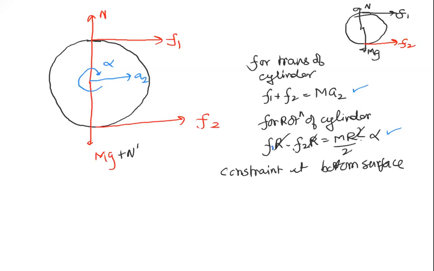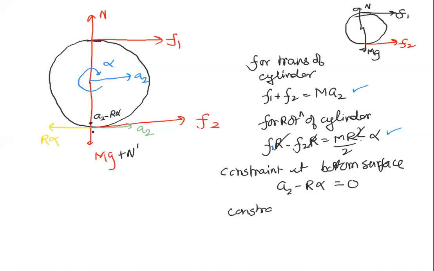So, at the bottom surface, what do I have? Well, at the bottom surface, I have A2 due to acceleration, due to translation, and R alpha due to rotation. So the net at this point must be A2 minus R alpha, which must be the same as the acceleration of this point. So we get A2 minus R alpha is equal to 0.